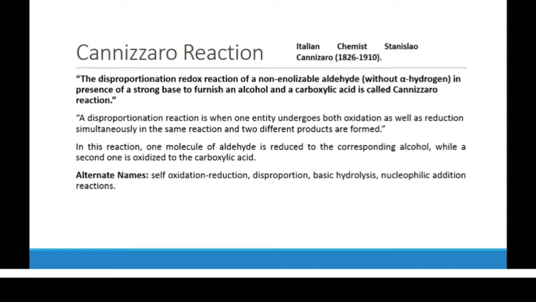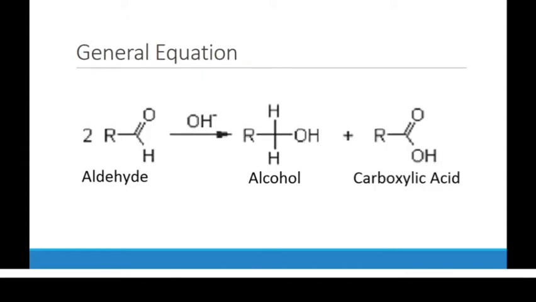acid. There are alternate names, which are self-oxidation reduction, disproportionation, basic hydrolysis, and nucleophilic addition reaction. So these are some alternate names of the Cannizzaro reaction. This is the general equation: we have two molecules of aldehyde, because one is reduced and one is oxidized. So we have an alcohol and we have a carboxylic acid.